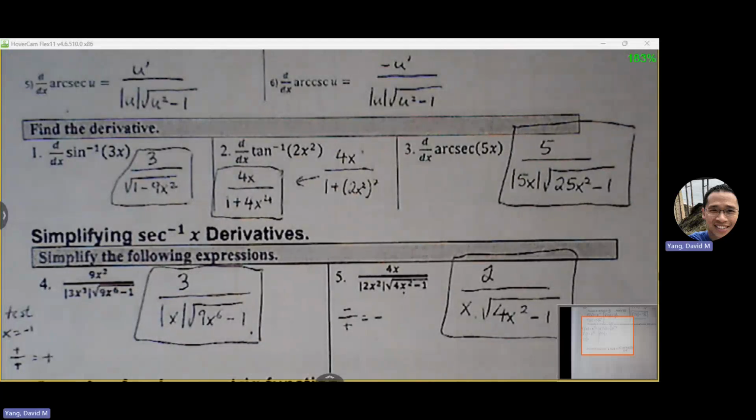Inverse tangent of 2x squared: u prime over 1 plus u squared. So u prime is just 4x. U squared is my entire u value squared, so (4x)^2... 4x to the fourth power, sorry.